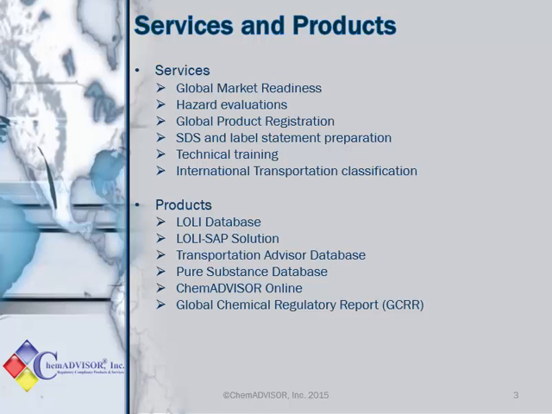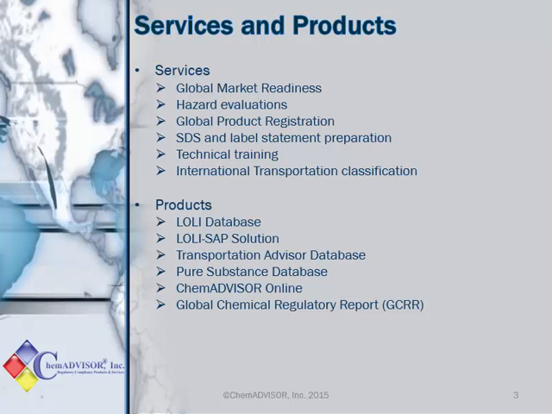Our cornerstone product is the LOLI database with over 5,100 regulatory lists covering more than 115 countries. LOLI can be accessed in a number of ways, including a fully hosted cloud version. Then we have our transportation and pure substance databases. And if you need to do an occasional lookup for information on a chemical, there's ChemADVISOR Online.